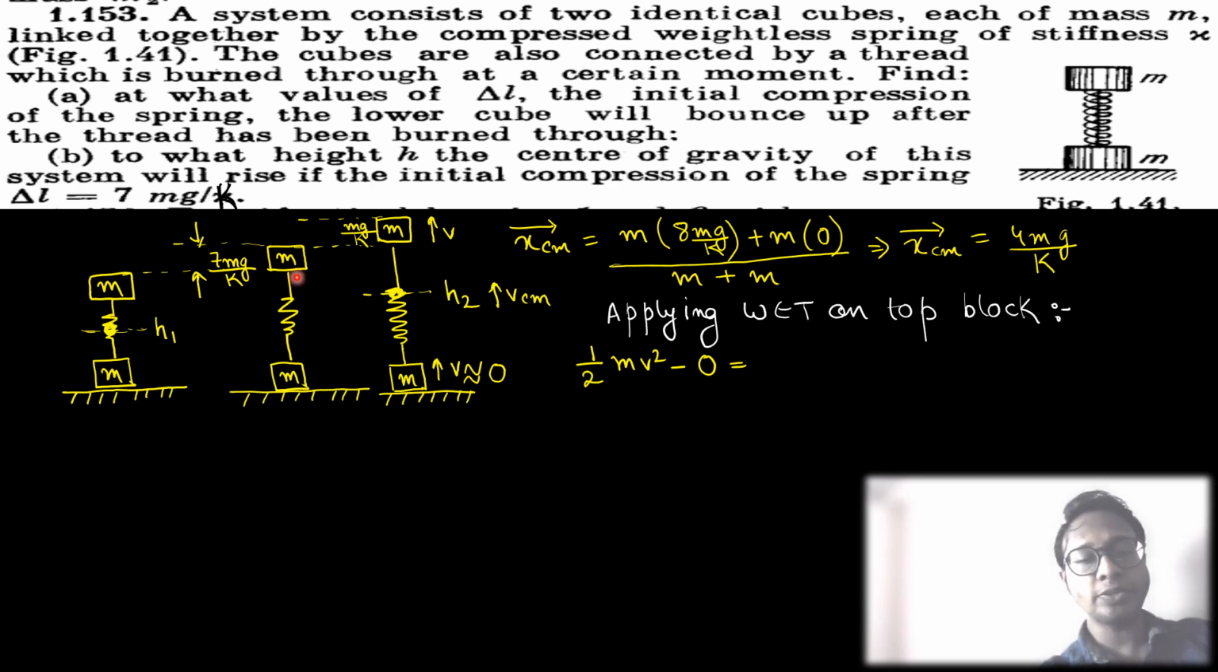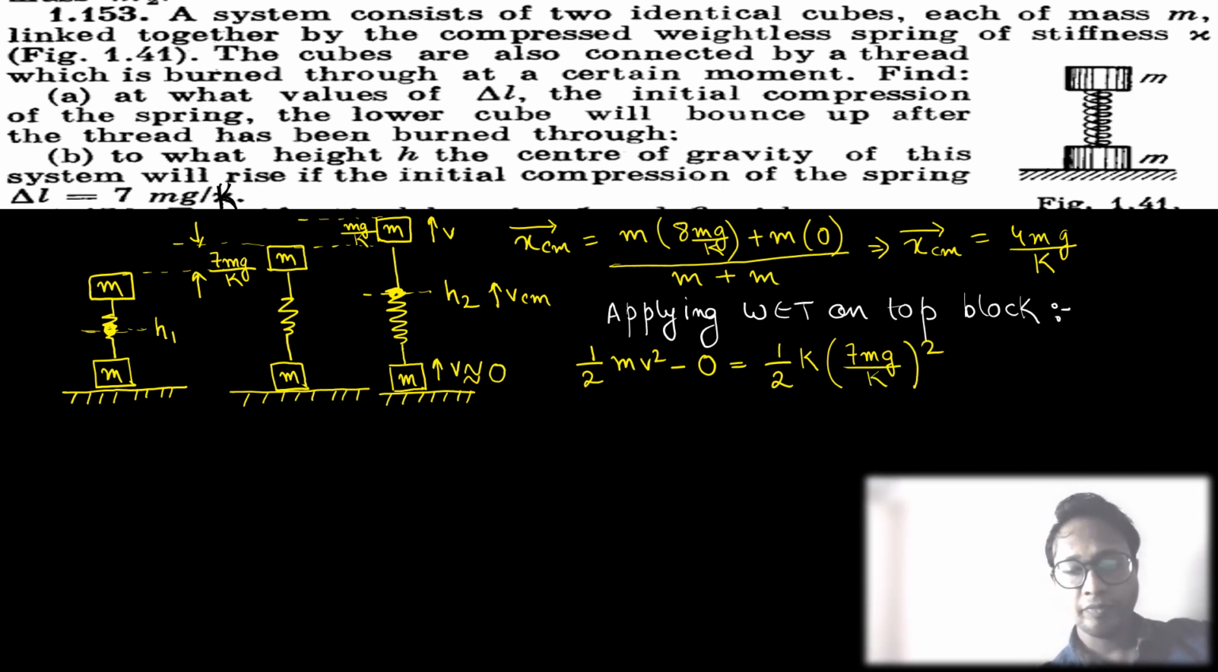But from this position to this position, the spring force does positive work, and from this position to this position, the spring force will do negative work. So from this one to this one, from h1 to the mid position, the work done by spring force is positive, or half k times x, where x is 7 mg by k, whole square.